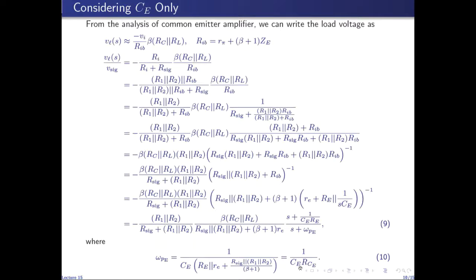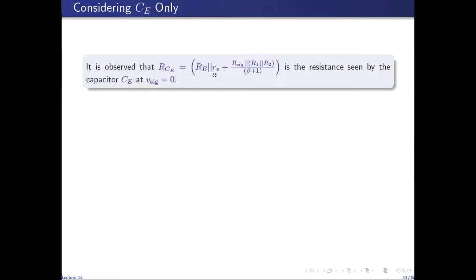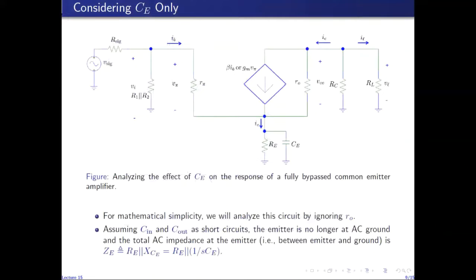So it is the inverse of the product of the capacitance CE and RCE, where RCE, which is equal to this term, is again the resistance seen by the bypass capacitor CE. So if we look at the circuit at V sig equal to 0, so if we short circuit V sig, and if I open circuit CE and find the resistance between this node and ground, then this resistance is equal to RE in parallel with the resistance reflected from the base side into the emitter side. So the resistance reflected from the base side is R sig in parallel with R1 in parallel with R2.